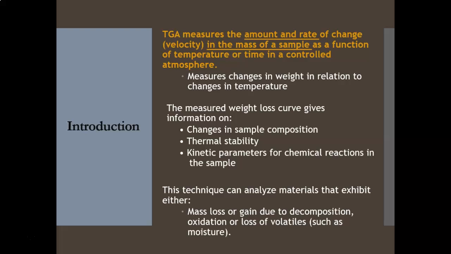And now we look at the notes. In TGA, we measure the changes in weight in relation to the change in temperature, and the measured weight loss curve will give information on the changes in the sample composition or the thermal stability, and the kinetic parameters for chemical reactions in the sample. So this technique can analyze materials that exhibit either mass loss or gain due to decomposition, oxidation, or loss of volatile matter such as moisture.